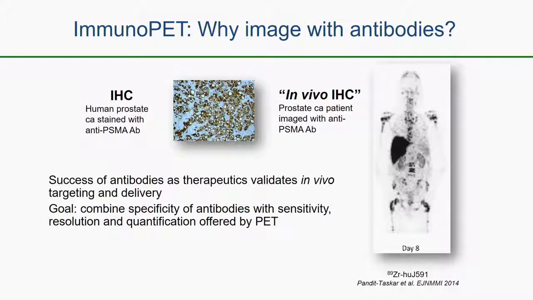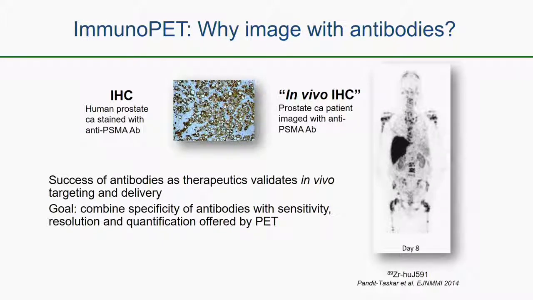And I think importantly, we've seen over the last couple decades the success of antibodies as therapeutics. They are now blockbuster drugs in oncology. We have drugs such as trastuzumab or rituximab or bevacizumab that really are quite effective in oncology and really represent probably the most rapidly growing class of therapeutics in oncology.